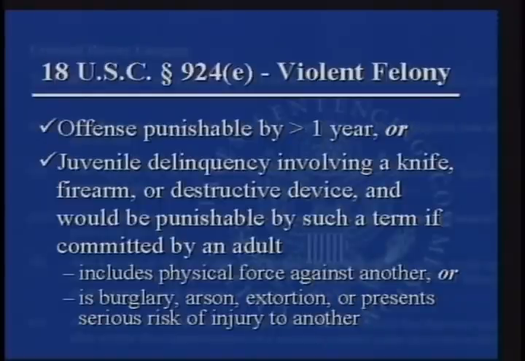Or we're looking at acts that include the use of physical force against another, or offenses such as burglary, arson, extortion, or conduct that presents a serious risk of injury to another. So there are some slight differences between the definition of violent felony and crime of violence. And again, there are differences between serious drug offense and controlled substance offense that we find in the career offender guideline. So let's look at the statute for that definition.